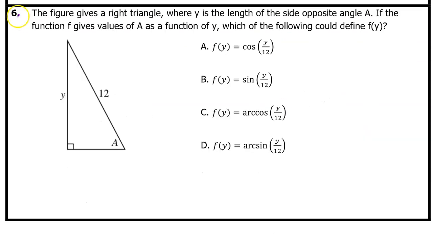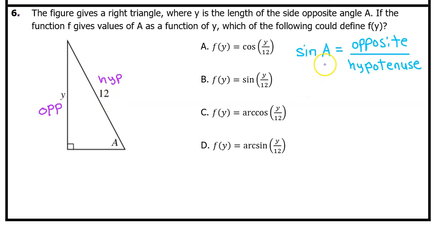Number 6. The figure gives a right triangle where y is the length of the side opposite angle A. If the function f gives values of A as a function of y, which of the following could define f of y? y is the leg opposite angle A, and 12 is the hypotenuse. In geometry class, you should have learned that the sine of angle A will equal the opposite leg divided by the hypotenuse. So in this case, the sine of angle A will equal y over 12.